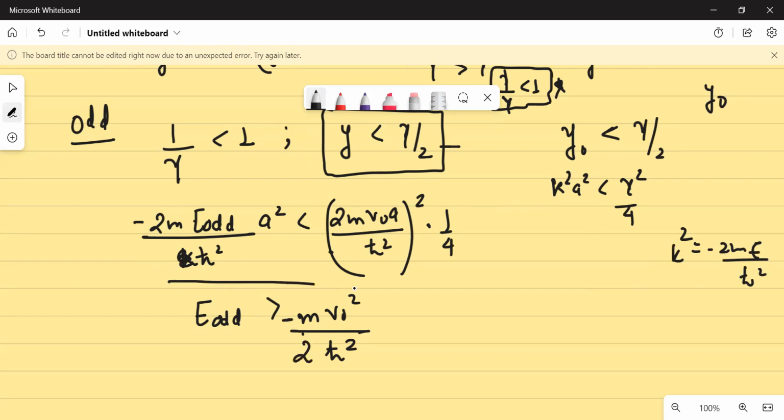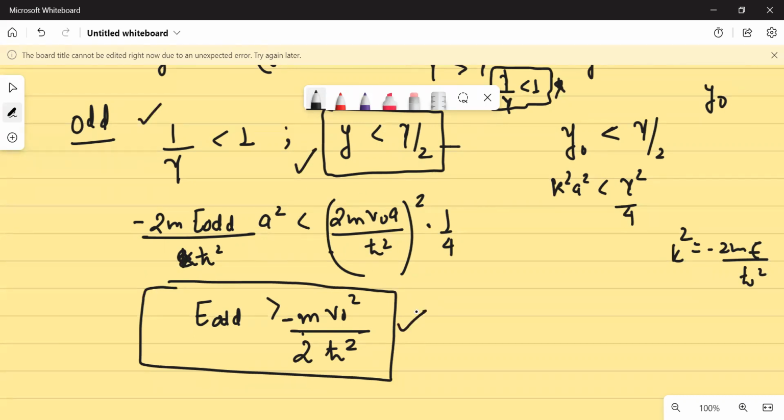Is that clear? So your odd bound state, if it exists, exists only if 1 by gamma is less than 1 and y is less than gamma by 2. And if it exists, then it has to be greater than minus mV naught squared upon 2h-bar squared. Is that clear to you?